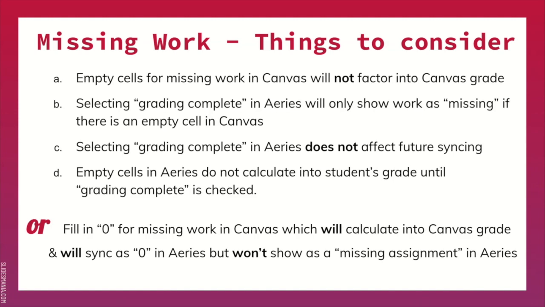When you transfer zeros to Aeries, it will again calculate into the student's grade. However, when you select the grading complete button, the cells will not show up as red. If you'd like the cells to show up as red, leave the grade blank in Canvas. Mark grading is complete in Aeries, and hide the final grades in Canvas.